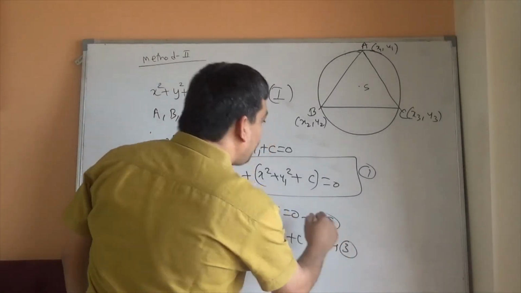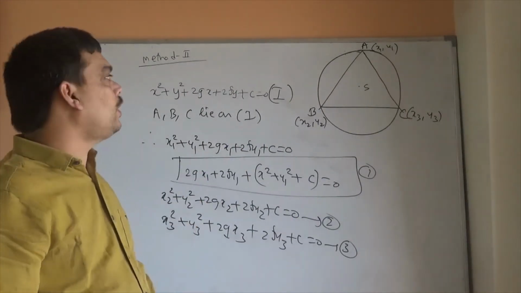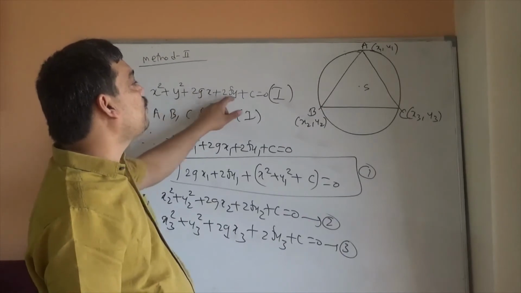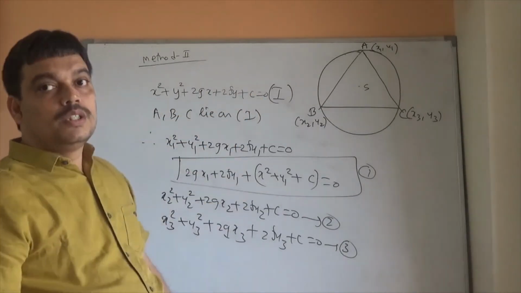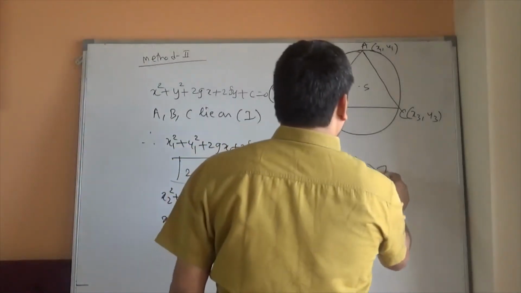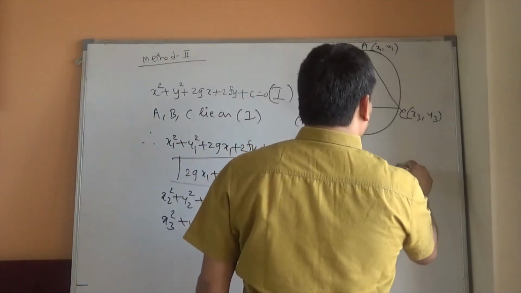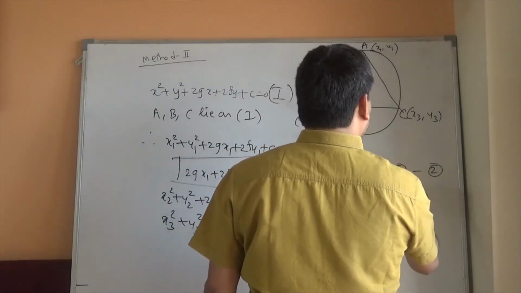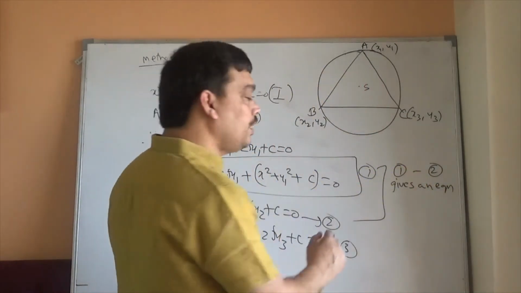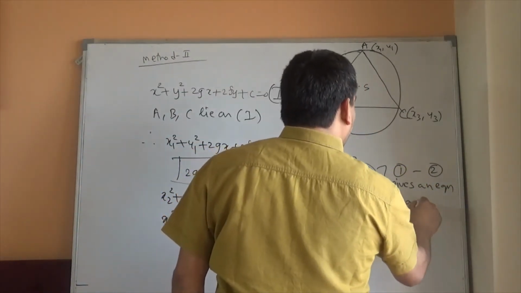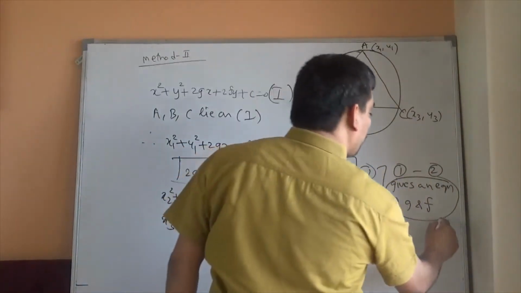So here we got 3 equations and there are 3 unknowns g, f and c in this. If you know g, f and c, you can write down the circle equation by substituting those values here. So let's see how we can find g, f and c from these 3 equations. First of all, from the first and second equations, you can eliminate c by subtracting them. So if you do equation 1 minus equation 2, this gives an equation in g and f. Suppose I call it equation 4.